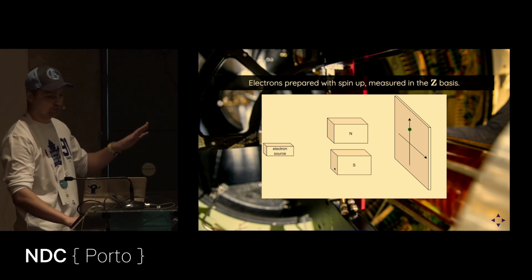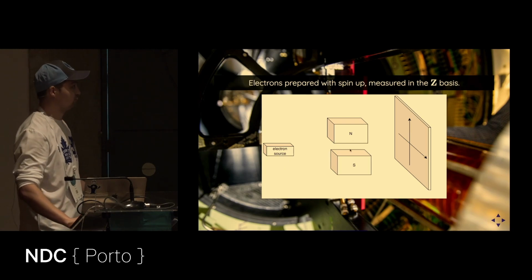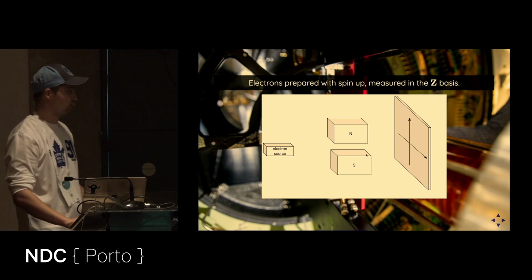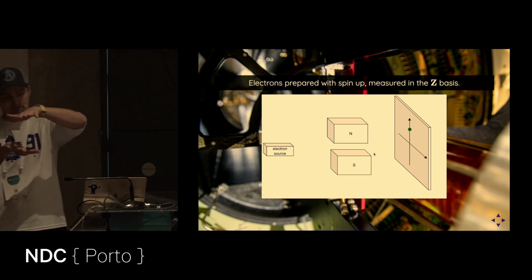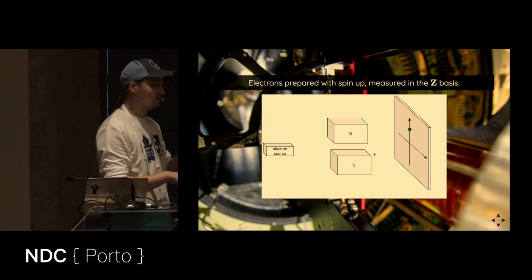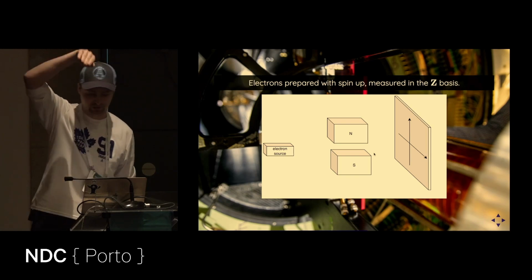So now imagine that we prepare electrons with the spin up, and then we fire them from this electron source. And when they travel through these two magnets, through the electromagnetic field, the orientation of the magnets is such that the magnets effectively perform a Z-basis measurement, because the only thing the magnets can do is deflect the electron up or down.